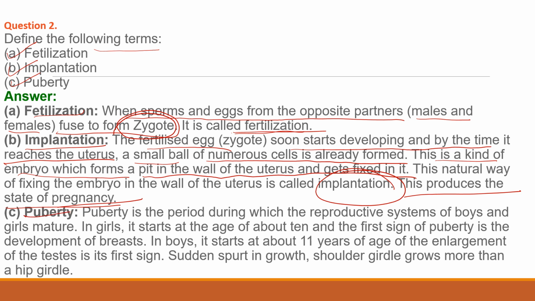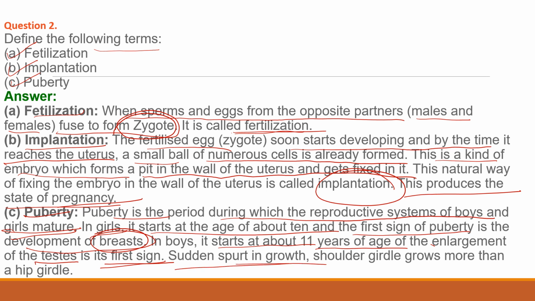Now what is puberty? Puberty is the period during which the reproductive systems of boys and girls mature. In girls it starts at the age of 10, and the first sign of puberty is the development of the breasts, whereas in boys it starts around 11 years of age, and the main thing is that the enlargement of the testes is its first sign. There is a sudden spurt in growth, and we can see that the hip girdle grows more in girls, whereas in boys the shoulder girdle grows more, so it becomes broader.